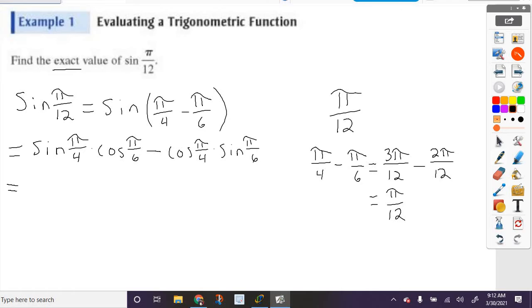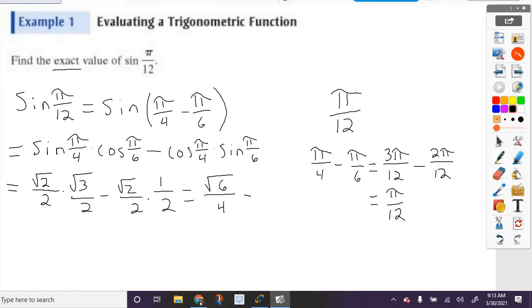So hopefully we recall that both sine and cosine of pi over 4 are going to be the square root of 2 over 2. Cosine of pi over 6 is going to be the square root of 3 over 2. And then sine of pi over 6 is going to be 1/2. So recall that when I multiply two radicals together, as long as they have the same index, I'm allowed to multiply them. So square root of 2 times square root of 3 gives me the square root of 6. Then in my denominator, I have 2 times 2, which is 4. Then we have minus a square root of 2 divided by 4.